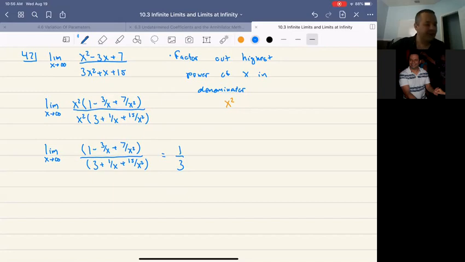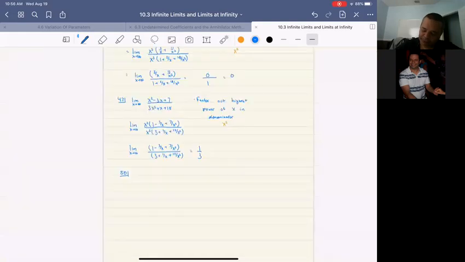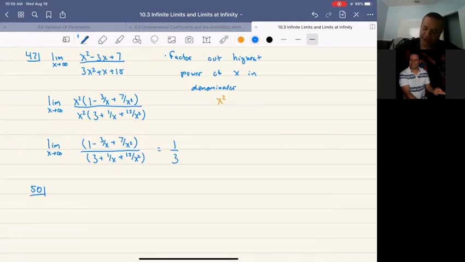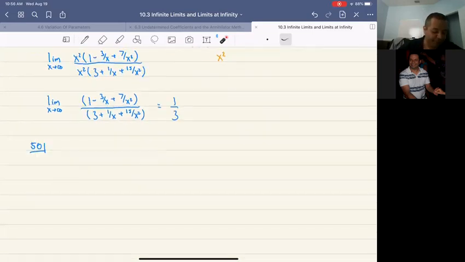Okay, next, let's do number 50. Same sort of thing. By the way, if you were in college algebra, what I would have taught you there is that we've got the same degree, so you're just going to take the leading coefficients. In this case, it was 1/3 as your horizontal asymptote.